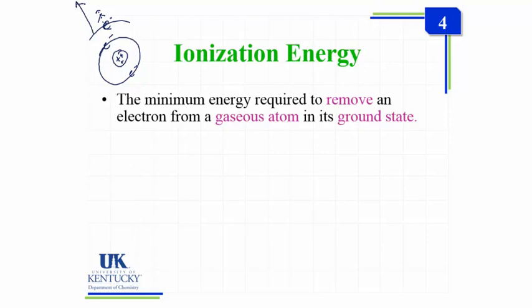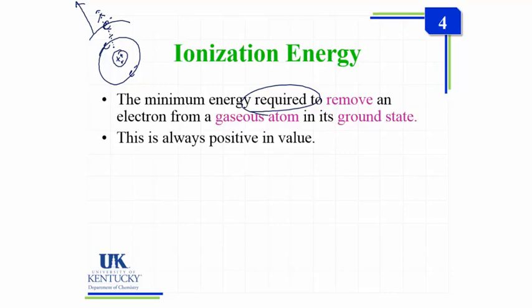Now, it always requires energy. So there's another important word. Why would it require energy? Well, that electron is being attracted by the effective nuclear charge to that nucleus. It is feeling a pull by that nucleus, and we have to pull against that in order to remove that electron. Since it requires energy, it's an endothermic process, so it's always a positive value. Ionization energies are always positive.